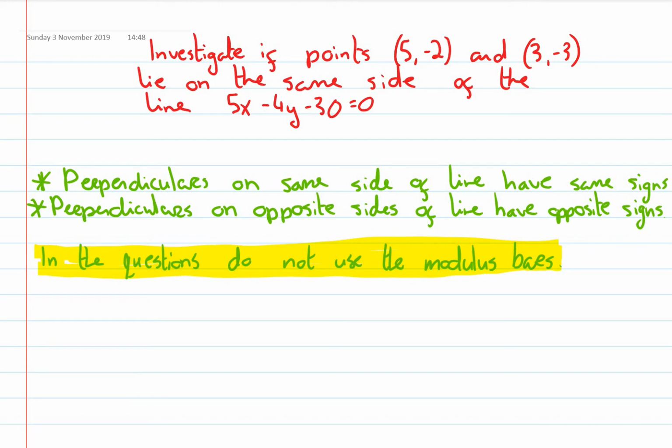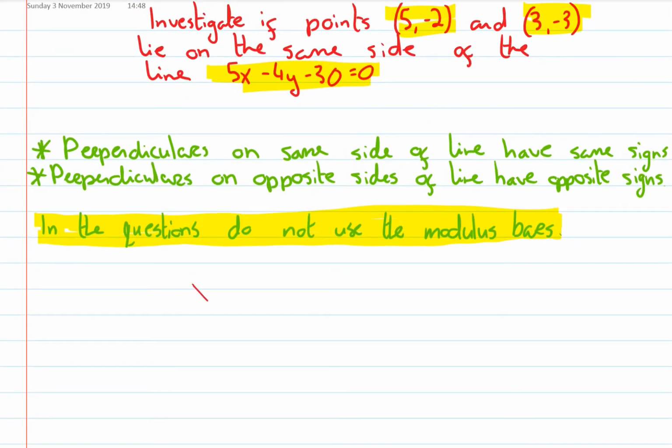So in this case, investigate if the points (5, -2) and (3, -3) lie on the same side of the line 5x - 4y - 30 = 0. What that means is, if I have a line here and I have a point and I have another point, those two points are on the same side of the line. However, if that point is over here, then those two points are on opposite sides of the line. Here's what I do.